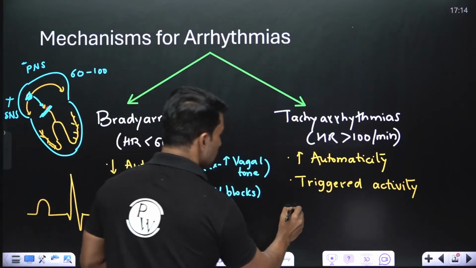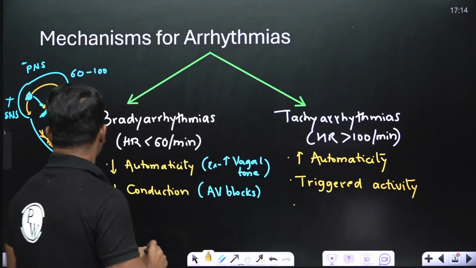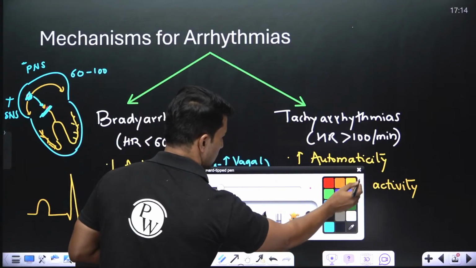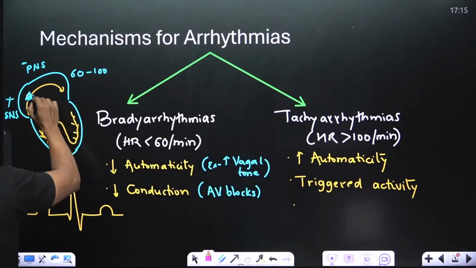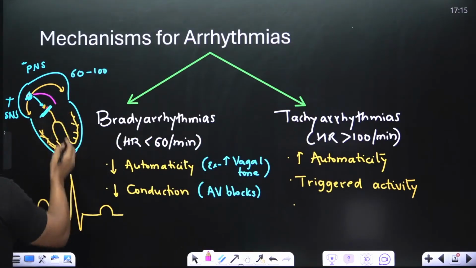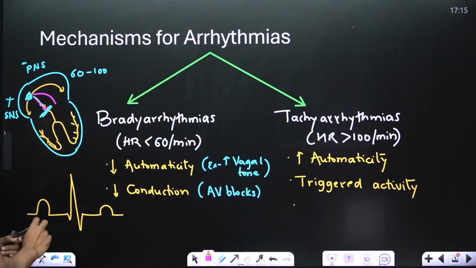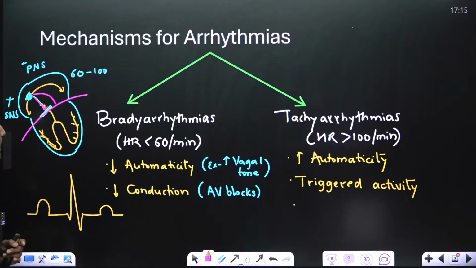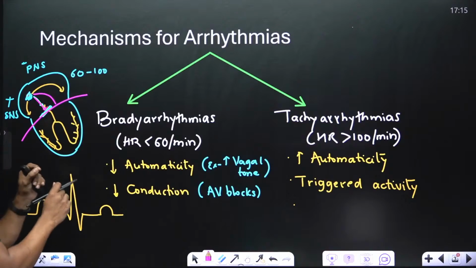And the third mechanism: let us say an electrical impulse travels from the atria to the ventricle through the usual pathway. But normally, I have already told you multiple times that the cells which separate the atria from the ventricle are formed of tight junctions.